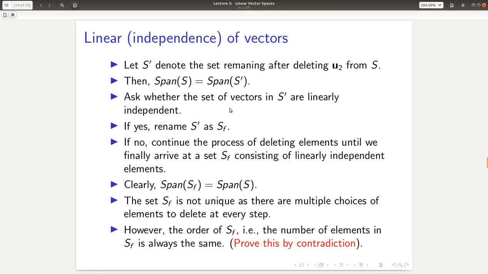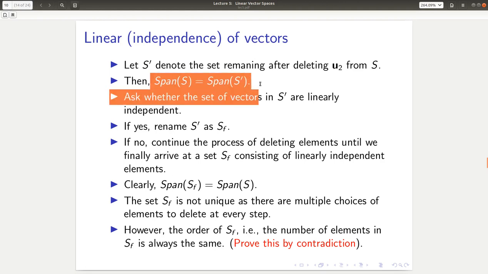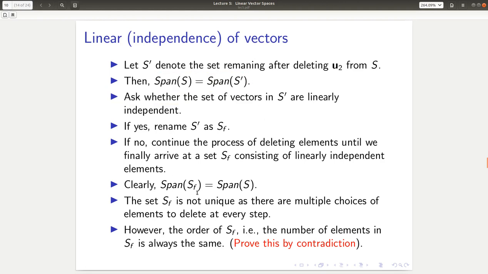Now we can go ahead and ask whether the set of vectors in S prime are linearly independent. If yes, let's rename S prime as SF, F for final. You will see why I'm calling it final. If no, that means there is still one more non-trivial element. We can again eliminate one of the u's in terms of the other things, and we can keep doing this recursively until we finally arrive at a set SF which consists only of linearly independent elements. Every step of the way, the analog of this kind of equation holds. So at the end of the day, we'll see that the span of SF is the same as the span of S.